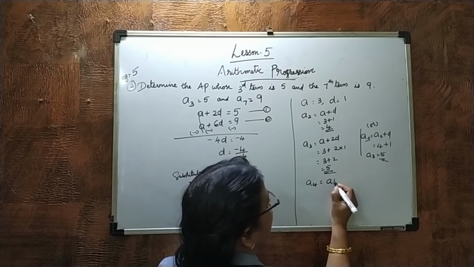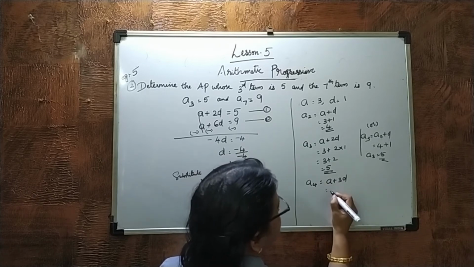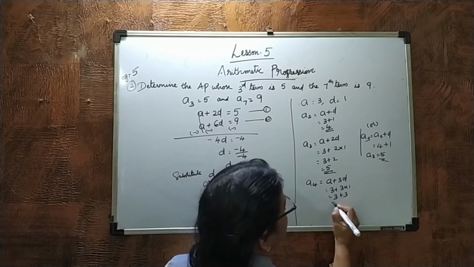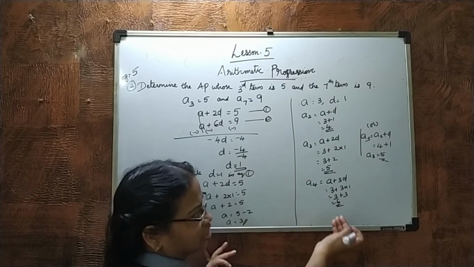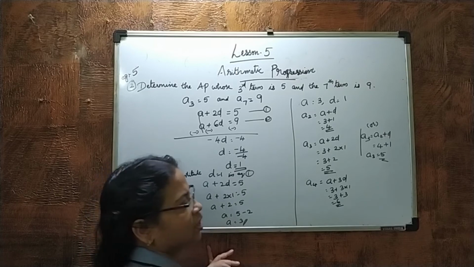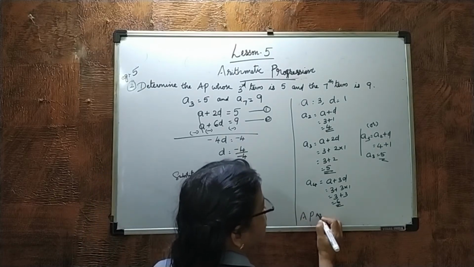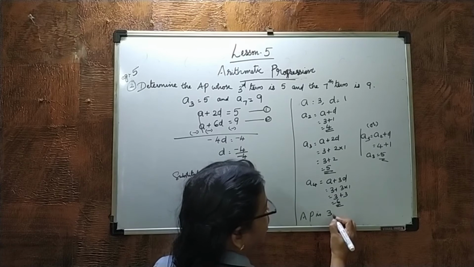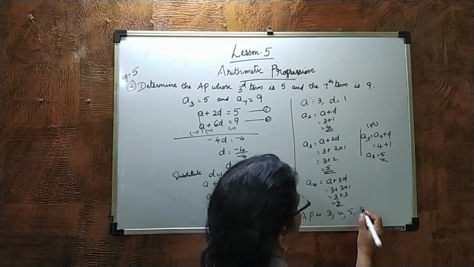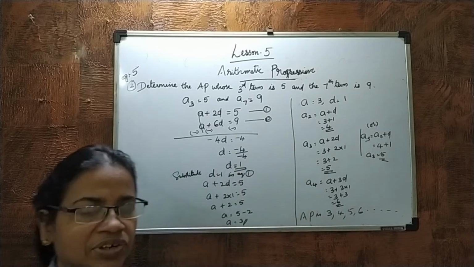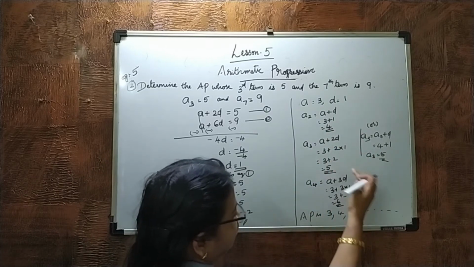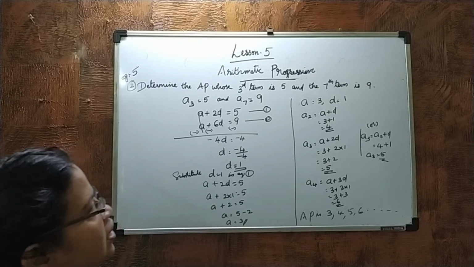A4 equals A plus 3D, that means A is 3 plus 3 into 1, you get the answer 6. Same thing here: A3 plus D is 5 plus 1, you get 6. Then the AP is: first number 3, second number 4, third number 5, and fourth number 6, and so on. So this is the AP.